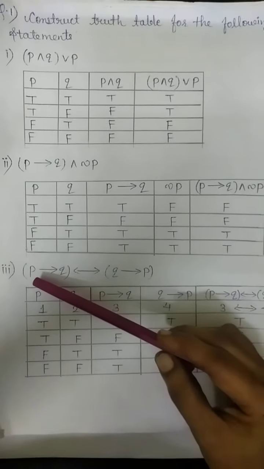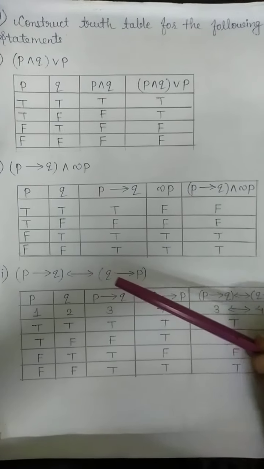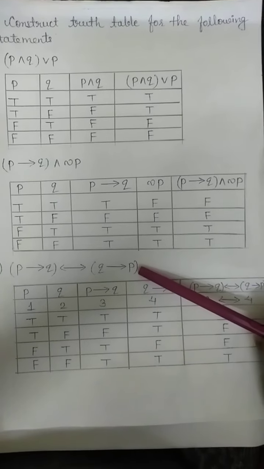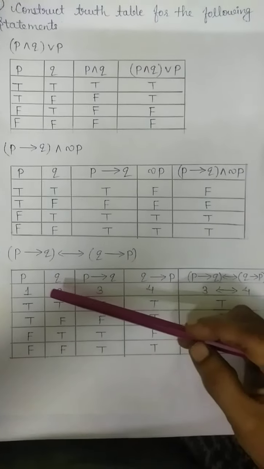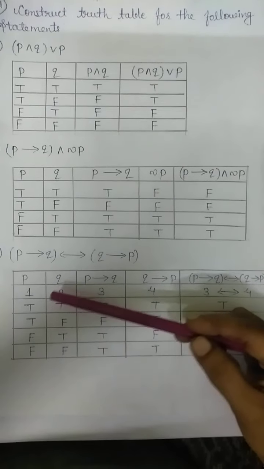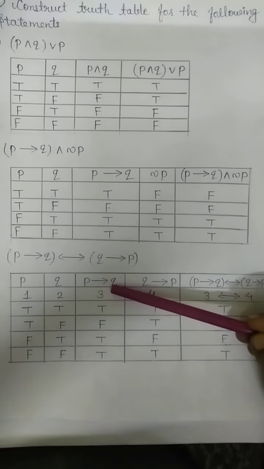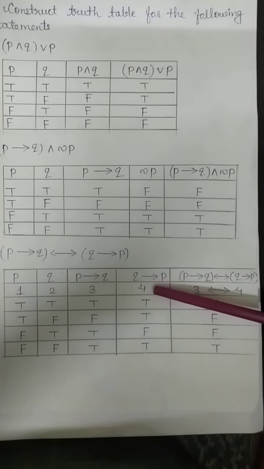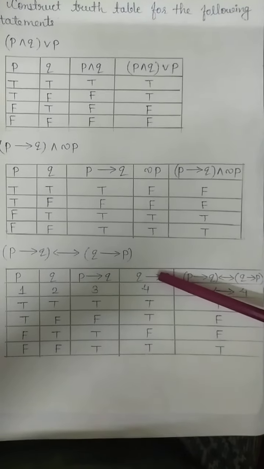Then next P implies Q, double implies Q implies P. Now here also two statements are given. So 4 possibilities we will consider. P and Q column will be fixed and then we require P implies Q, then Q implies P and then double implication of these two statements.